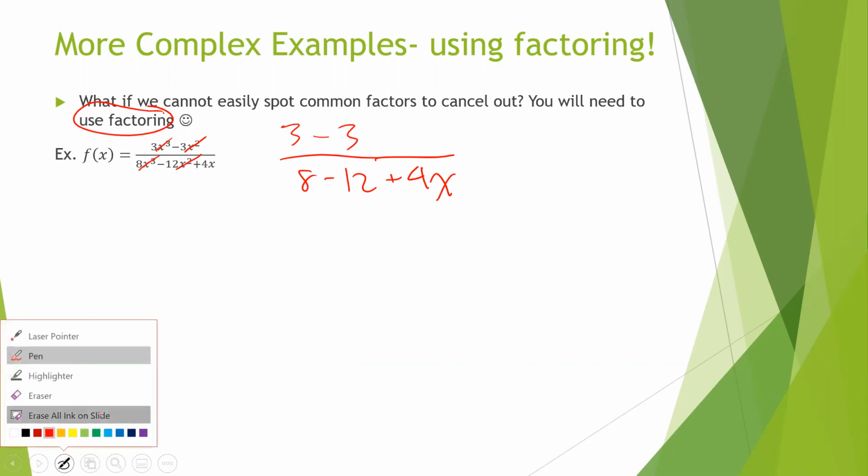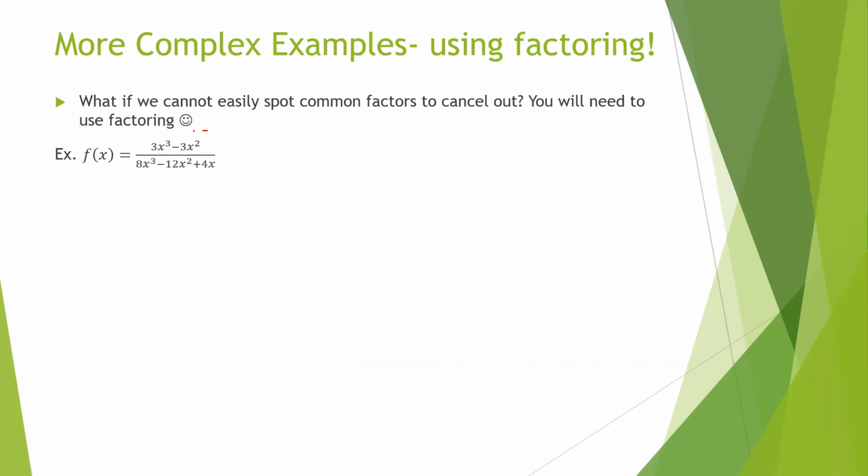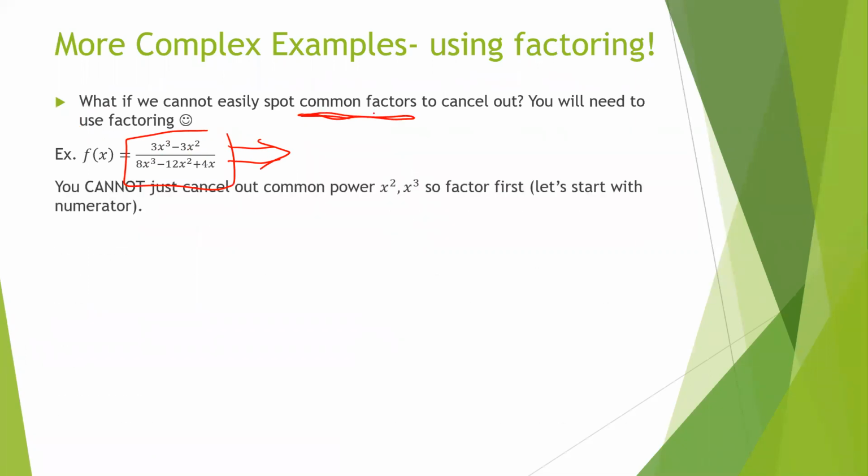That would not really work out well. And you're definitely not allowed to do that because, again, you're only allowed to cross cancel if it is written as a product. So what we really want to do is simplify this expression and factor it out first so that we can then cross cancel any common factors, just like we did before. So the first step, and again, just a reminder, you cannot cancel out the common powers. That's not how it works. So you want to factor it out first.